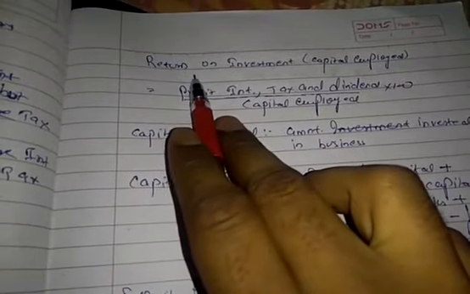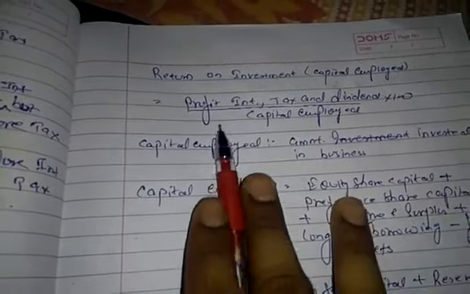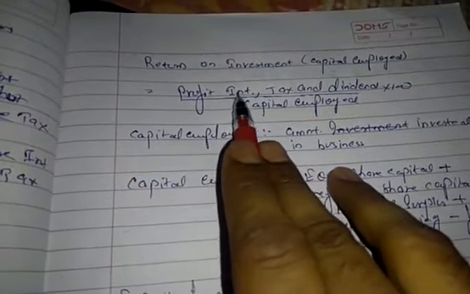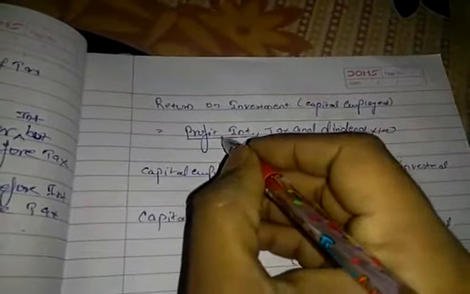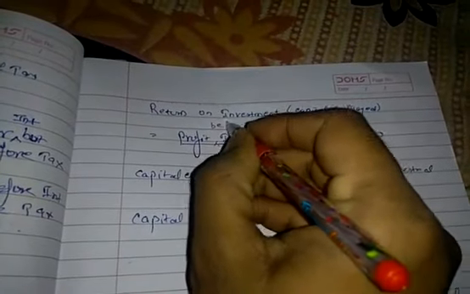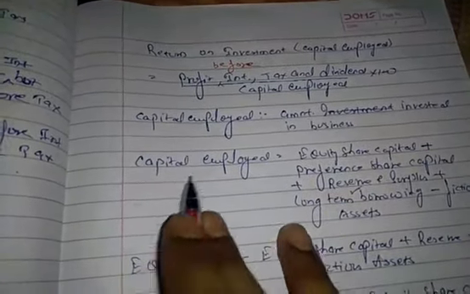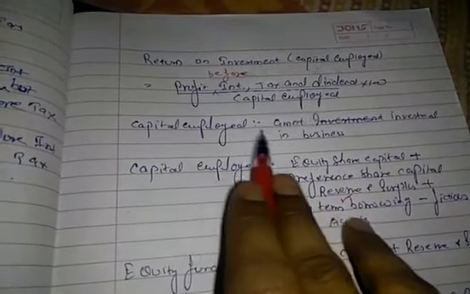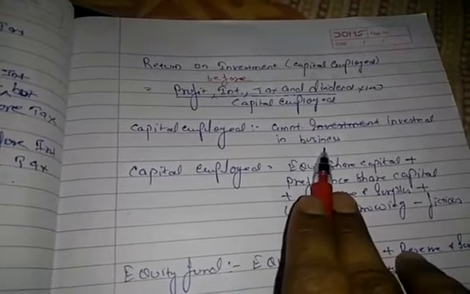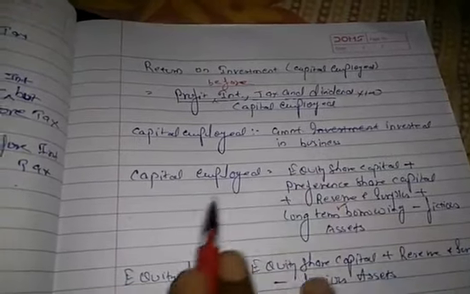Now the last is return on investment or capital employed. This is the most important ratio. The formula is profit before interest, tax, and dividend divided by capital employed. I'm going to explain what is capital employed. Shareholder fund we know, but here is the capital employed. Capital employed means the amount invested in the business, either it is owner fund or it is loan taken from outside.